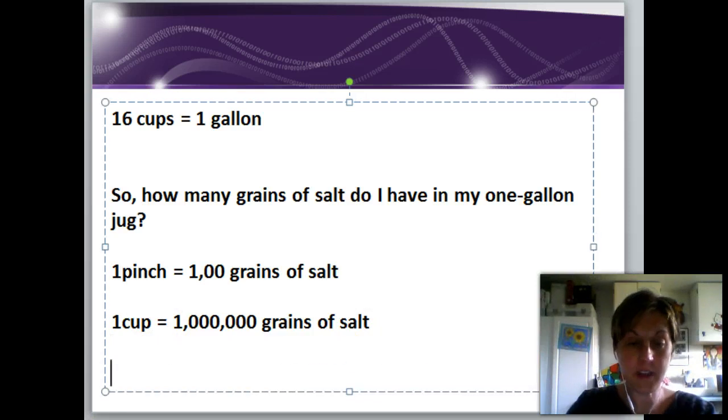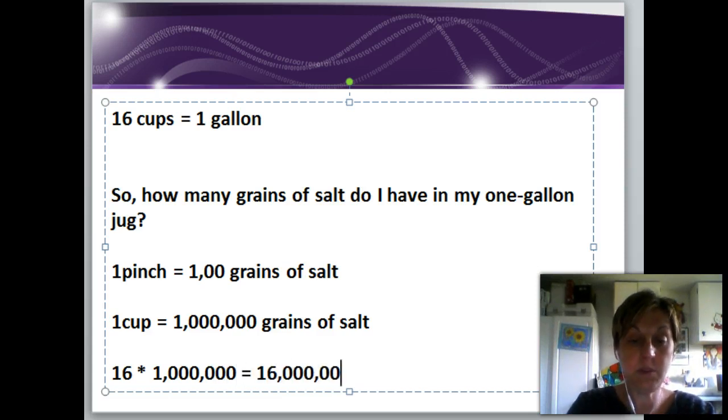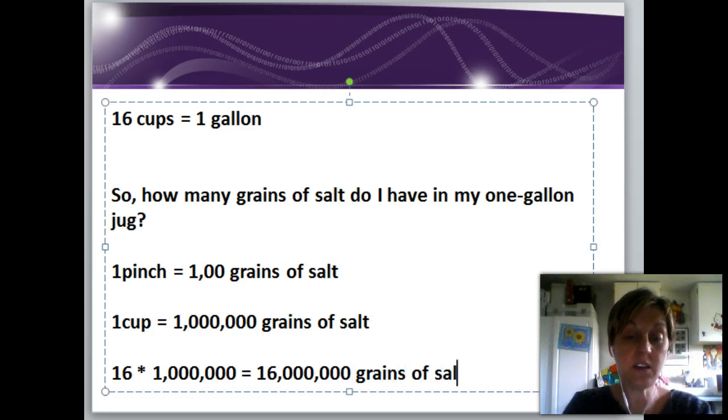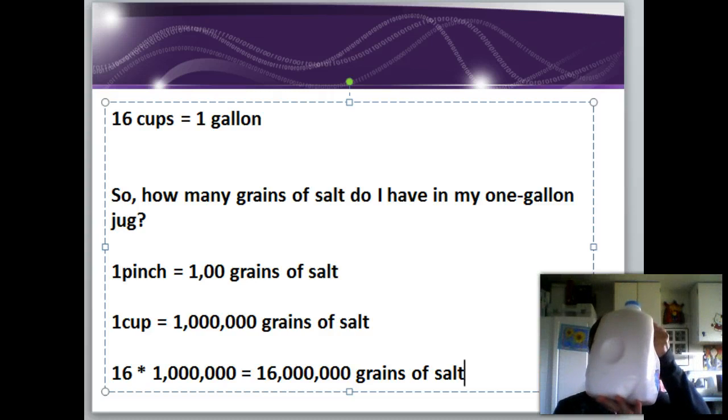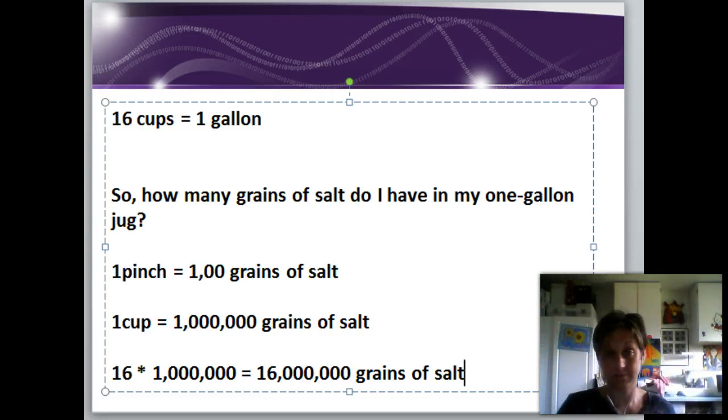So if they figured that out, that's kind of simple math. That's 16 times 1 million, right? So that's about 16 million grains of salt. That's a lot of salt. Okay, so we're talking about 16 million grains of salt in my 1 gallon container. That's amazing. And remember, this is just an estimate that we're doing.